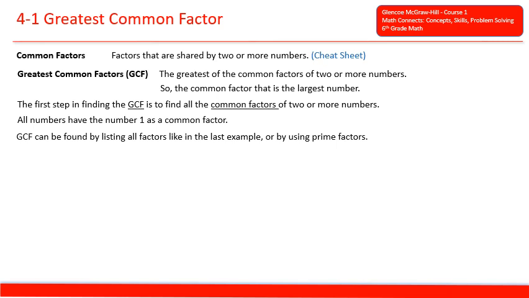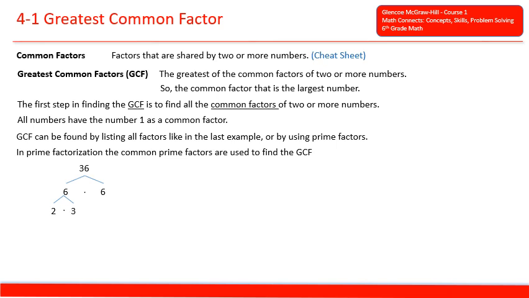The GCF can be found by listing all factors, like in the last example, or by using prime factors. In prime factorization, the common prime factors are used to find the GCF. So 36, if we do a factor tree, there's 6 times 6, and we can factor 6 as 2 times 3, and the other 6 as 2 times 3, and the prime factors of 36 are 2 times 2 times 3 times 3. So notice this time we're not listing 1 times 36 and 2 times 18. We're just listing the prime factors.